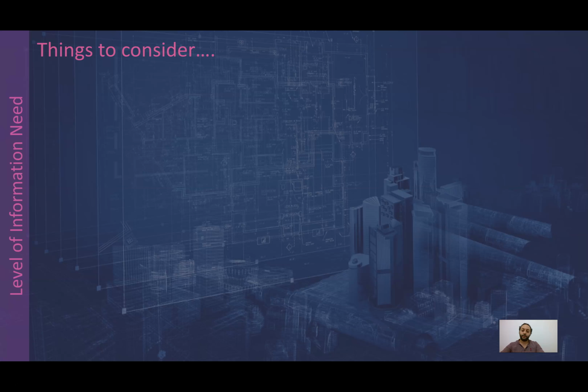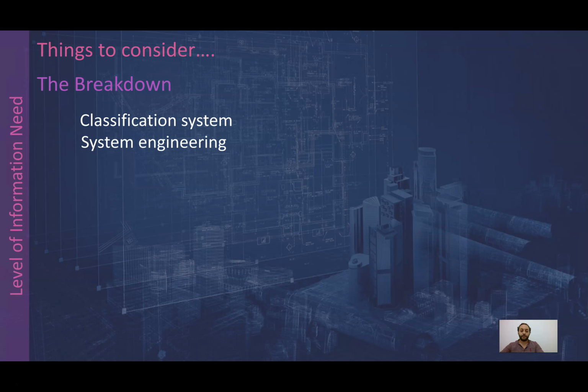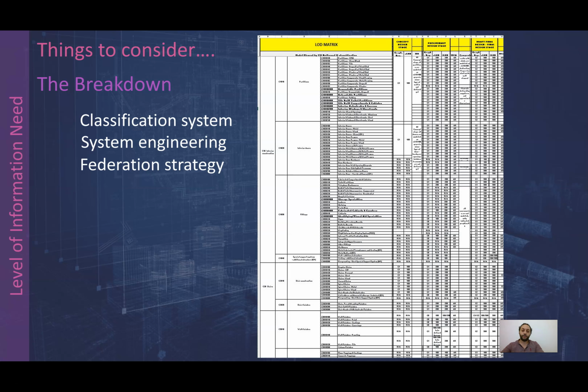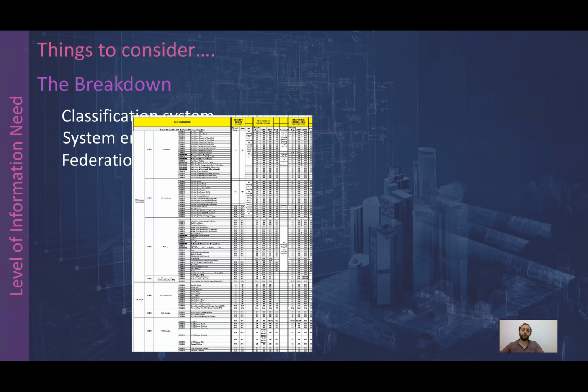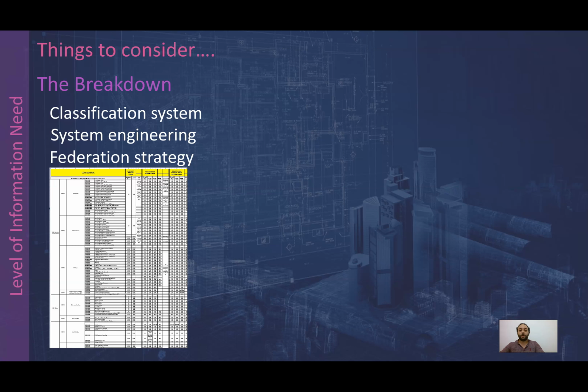Last thing to consider, and in my opinion this is the most important thing, is the breakdown. In this BSI standard, the breakdown could be according to the classification system, the system engineering, and federation strategy. The classification system, we all use it in the LOD matrix by BIM Forum. This is the most famous one. But the issue with that LOD is that it's a little bit complicated because it has a lot of information at each stage. So we could make it simple according to this standard, and this is a tricky part. We could make it a bundle.